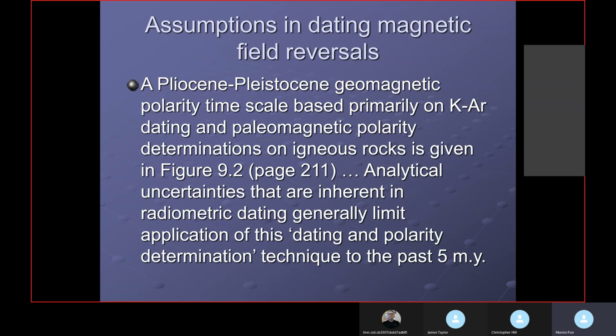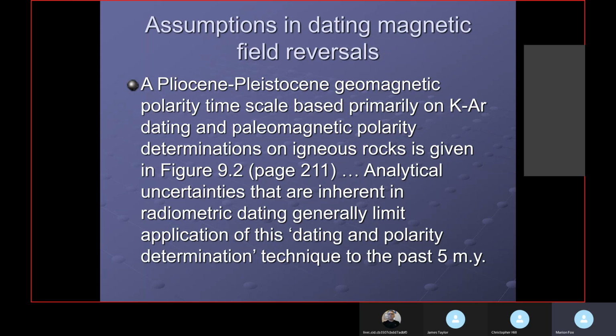The Pleistocene geomagnetic polarity timescale based primarily on the potassium-argon dating and paleomagnetic polarity determination of igneous rocks, that's rocks generated by heat, is given in figure 9-2, page 211. Analytical uncertainties that are inherent in radiometric dating generally limit application of this dating and polarity-determining technique to the past 5 million years. So this technique can only go back about 5 million years. It's inherent. Analytical uncertainties are.